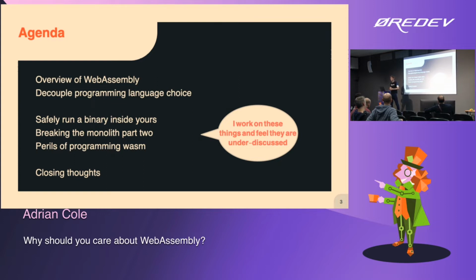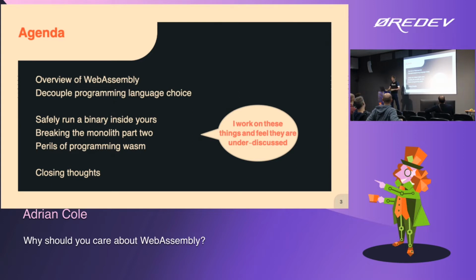But we'll go into specific use cases here, which are sort of non-browser centric. For example, embedding another binary inside of your binary. Another stab at breaking the monolith type of thing. And also some non-romantic parts about programming in WebAssembly.